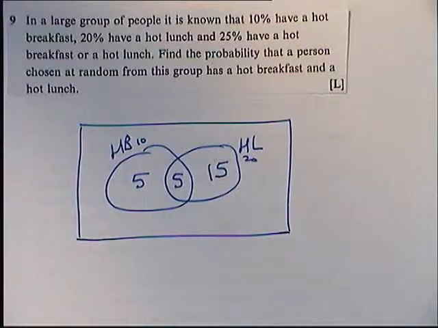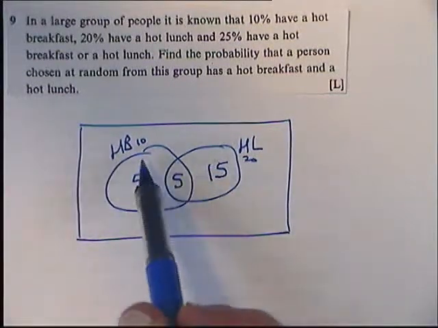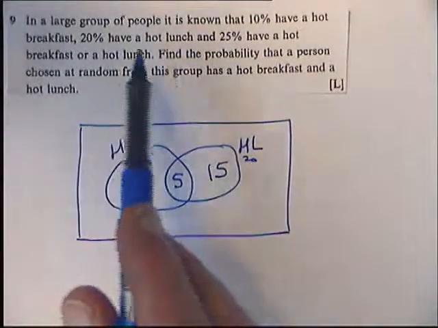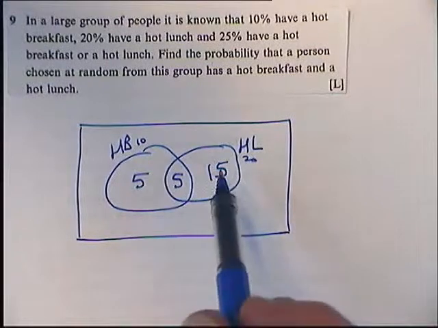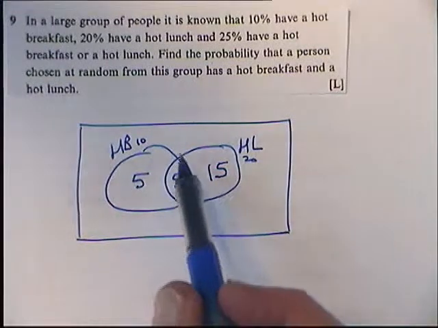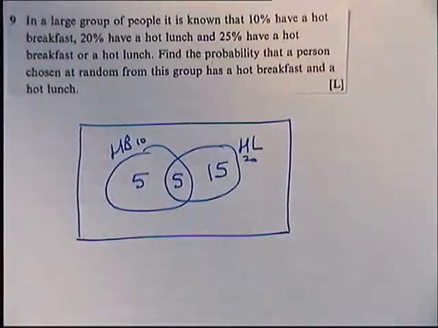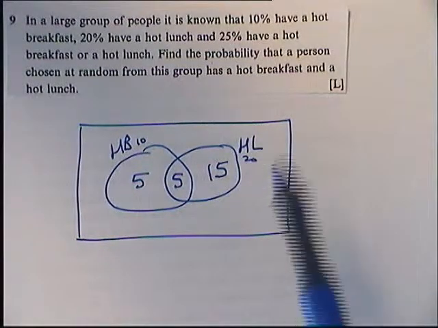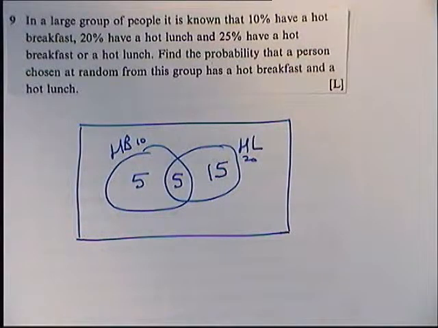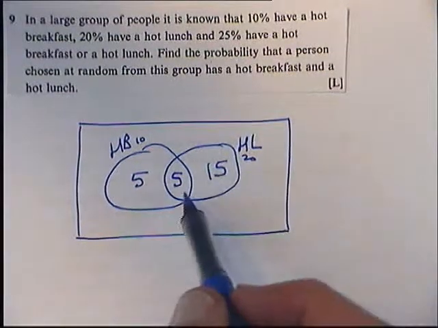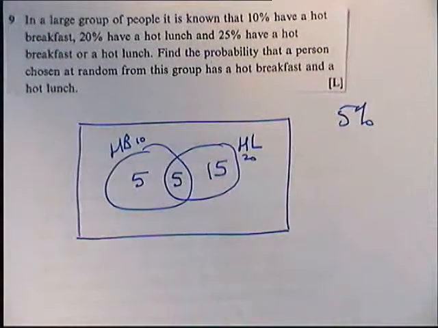And then just check. It said 10% have hot breakfasts. I do have 10 in my hot breakfast circle. It says 20 have hot lunches. I do have 20 in my hot lunches circle. 25 have a hot breakfast or a hot lunch. If I add all of those together there, I do get 25. So that works. What's the answer then to the question? The probability a person chosen at random has a hot breakfast and a hot lunch? Yeah, it's that number there, it's 5. So the answer for that one is 5%.